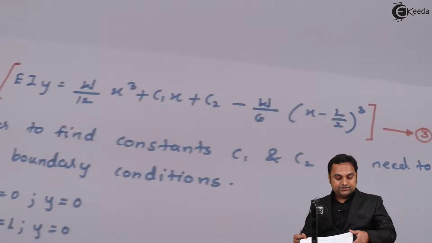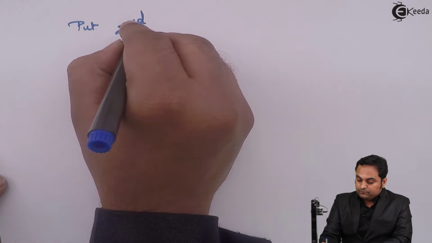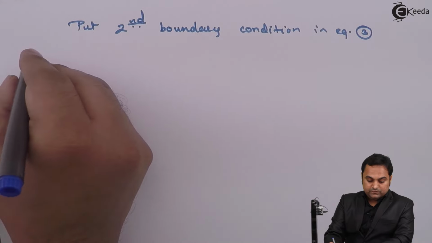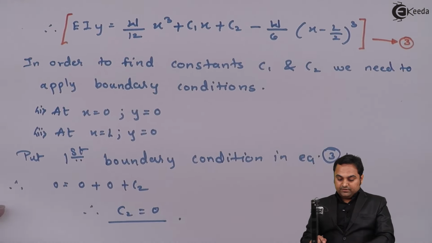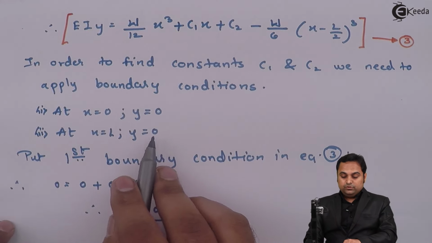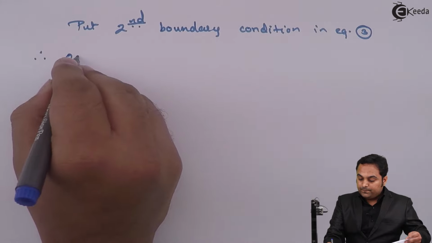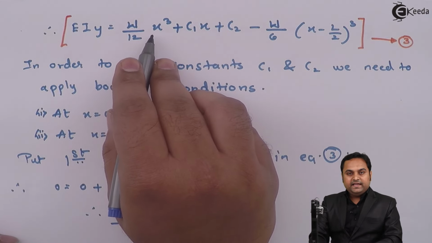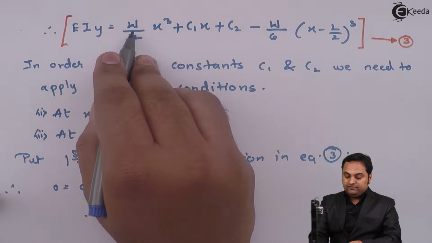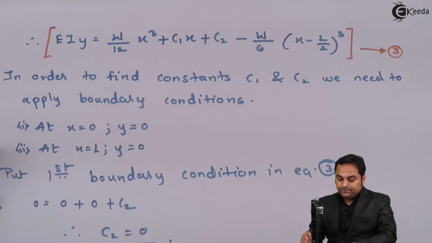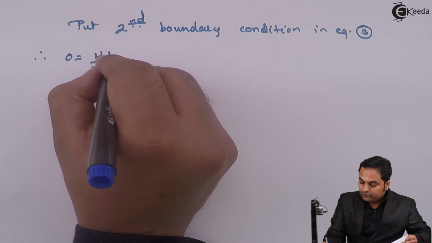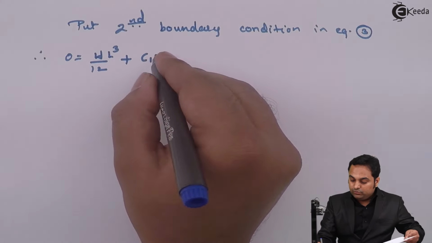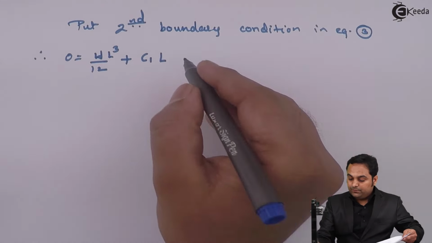Next, applying the second boundary condition, that is put second boundary condition in equation 3. Therefore we have in equation 3 the second boundary condition is at x is equal to L, y is 0. So if y is 0, left hand side becomes 0. Now wherever we see x, it has to be replaced by L. So here we have W by 12 as it is. Next, x cube will become L cube. So it is WL cube by 12 plus C1 into x. So it will become C1 into L plus C2 is 0.